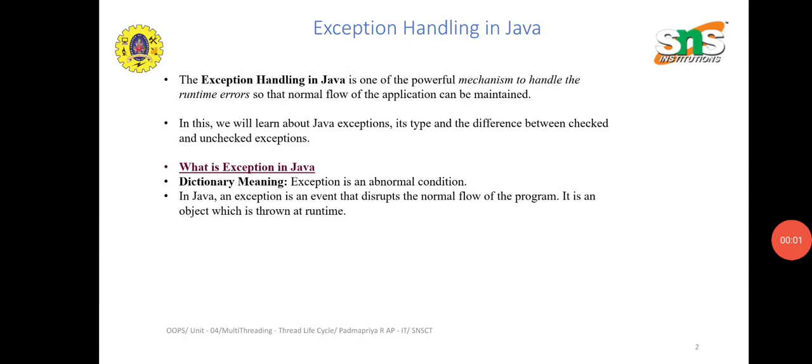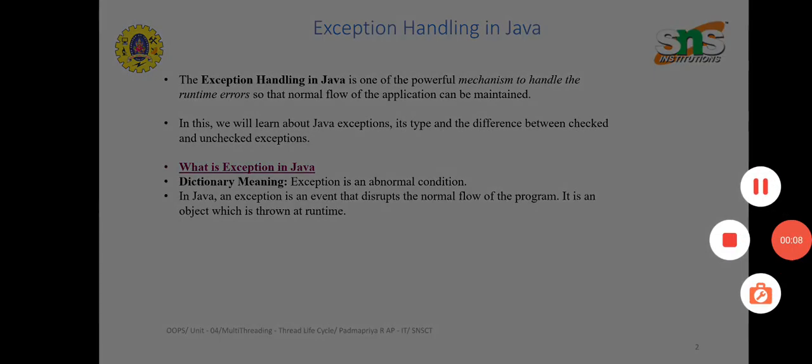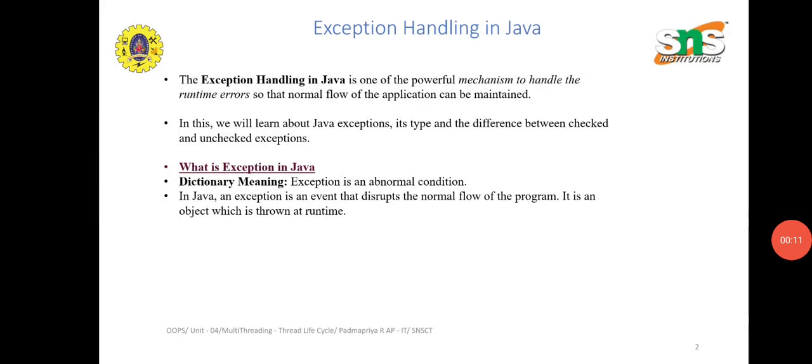Good morning. Today we are going to talk about exception handling in Java. Exception handling in Java is one of the powerful mechanisms to handle runtime errors so that the normal flow of the application can be maintained. In this, we will learn about Java exceptions, its types, and the difference between checked and unchecked exceptions.